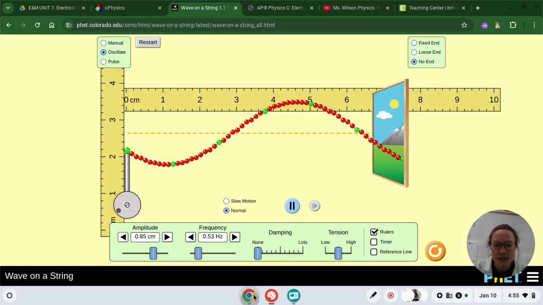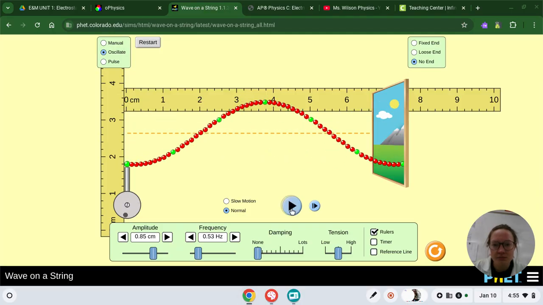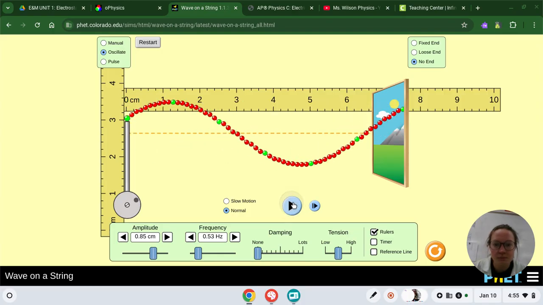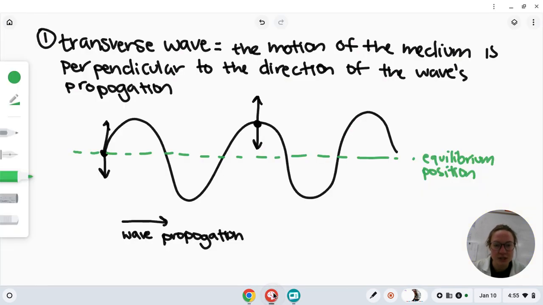In this PhET simulation, it's right here, right along there. You can see that they've actually marked right here where that is with a nice dotted line. That's where the rope would be if there was no wave in it. It's the equilibrium position.